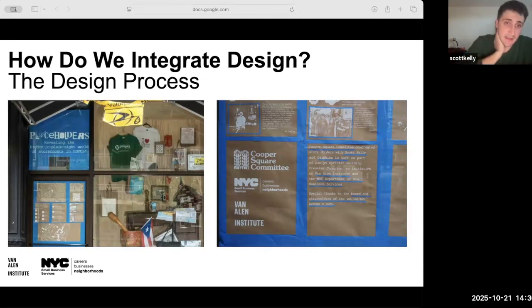This was a project I did on a previous design sprint. Under the guidance of Van Allen, I was collaborating with Cooper Square Committee on this vacant storefront project. We were activating a vacant storefront, displaying objects from local businesses and giving profiles of those businesses. Emerging from spending time in the neighborhood, we noticed the existing visual language of the vacant storefront: the craft paper covering up the entryway and the masking tape, these utilitarian basic materials.